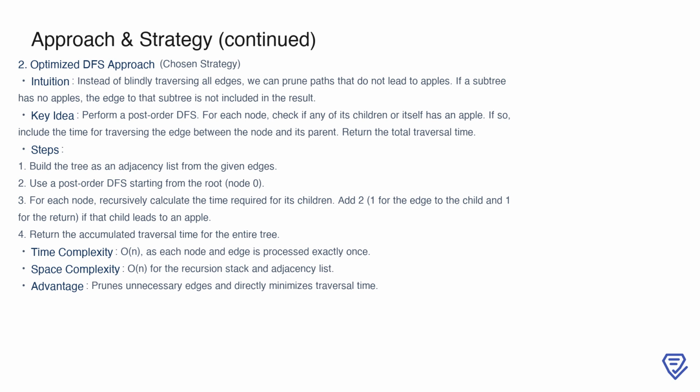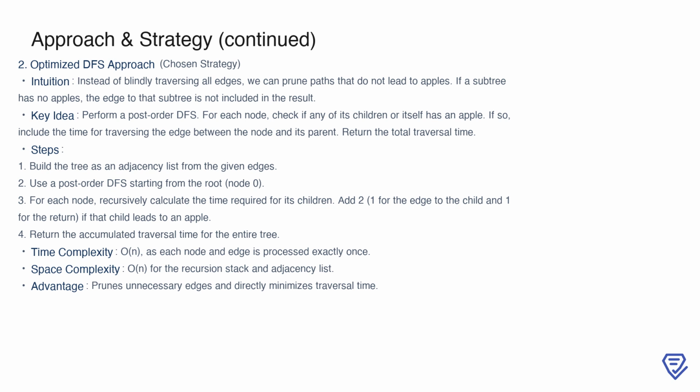A more efficient solution is the optimized DFS approach, which addresses the inefficiencies of the brute force method. Instead of exploring all edges blindly, we can prune paths that do not lead to apples. The key idea is to use a post-ordered DFS traversal, where we process all the children of a node before the node itself. During this traversal, if a node or any of its children contains an apple, we include the time for traversing the edge between the node and its parent.